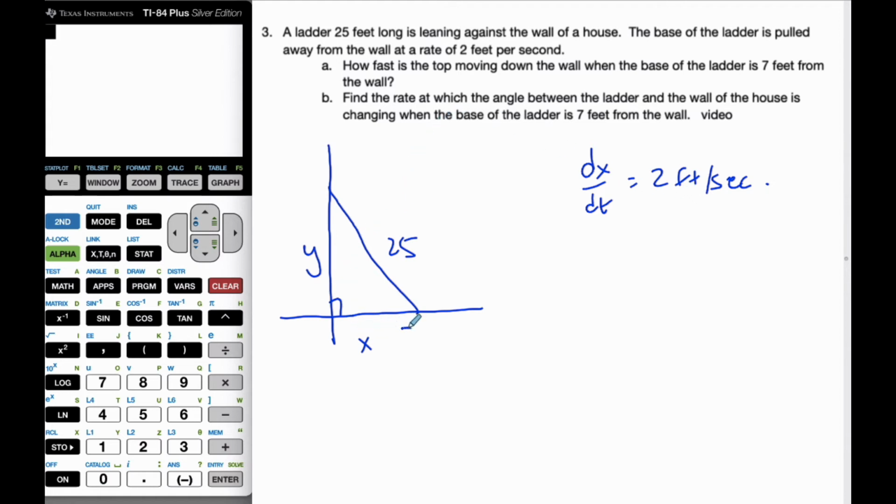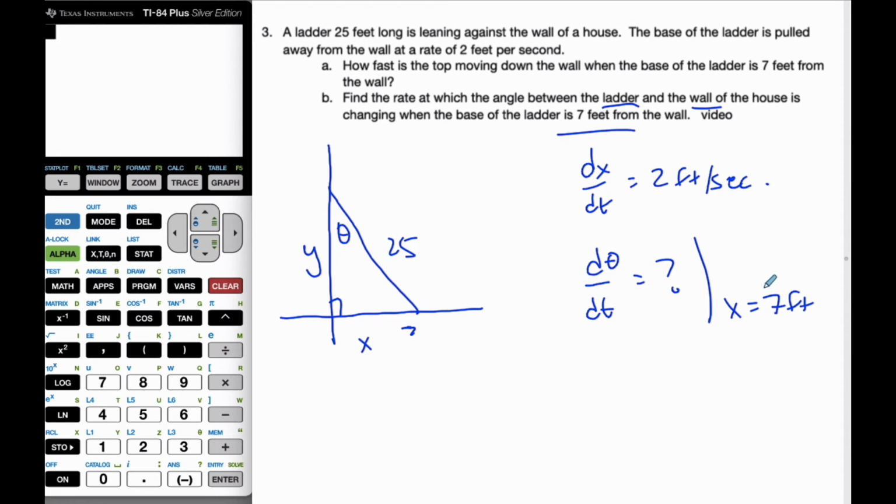We know the ladder is coming out this way at 2 feet per second. And part B says find the rate at which the angle between the ladder and the wall of the house is changing. So between the ladder, here's the ladder, and the wall of the house is here. So we'll call this here theta. I want to find now dθ/dt. I don't know what it is, but I want to do it again when the ladder is 7 feet from the wall. Okay, so I know the information I have and what I'm looking for.